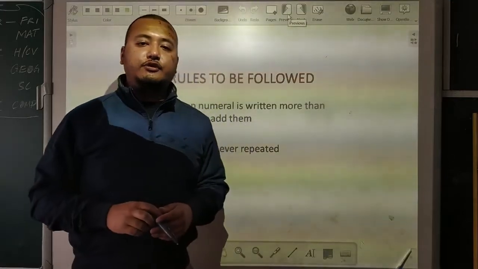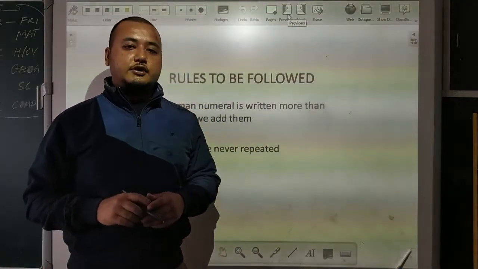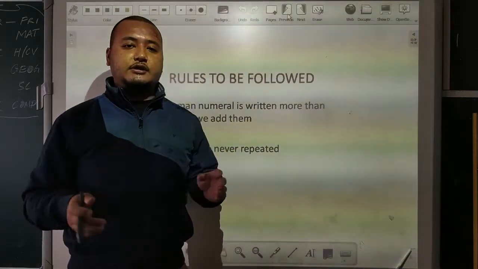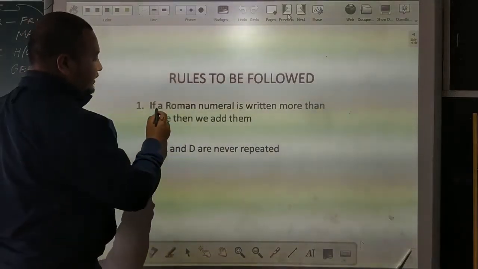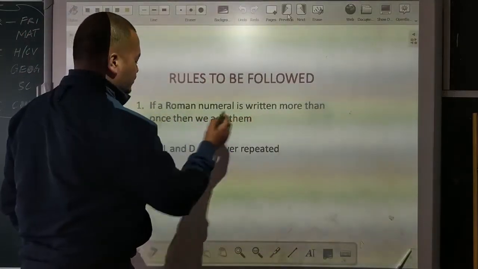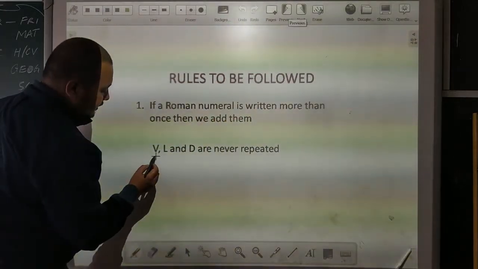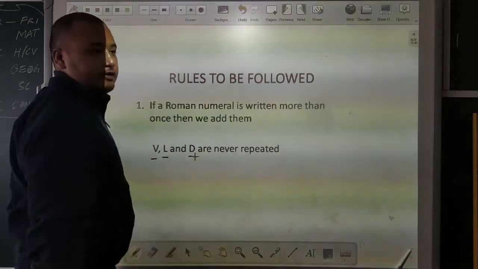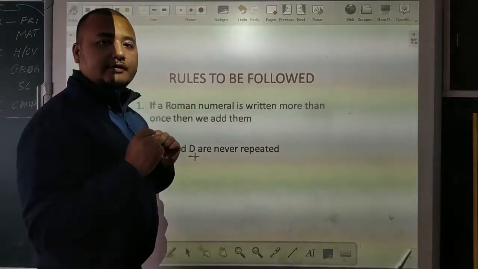Now there are some rules which need to be followed when you are writing Roman numerals. You cannot just put the symbols in any order and write numbers. The first rule is, if a Roman numeral is written more than once, then we add them. And remember, the symbols V, L and D should not be repeated. They should not be written more than once together.